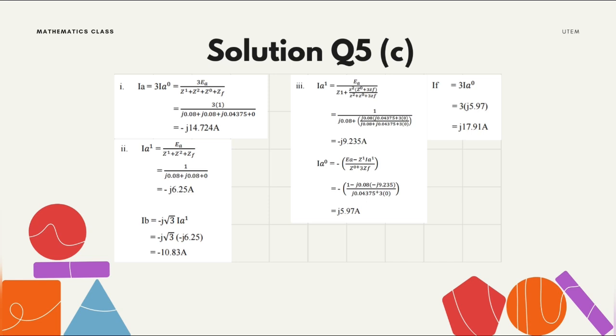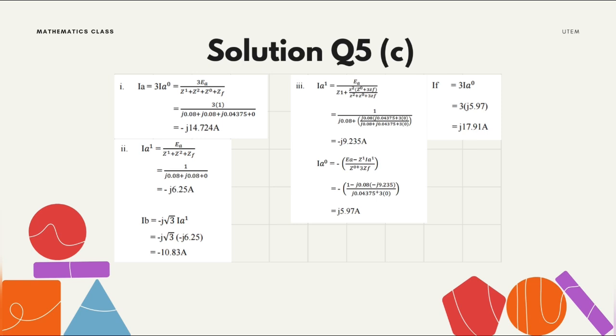For the third question, a bolted double line to ground fault at bus 2, we need to find IA1, which equals EA divided by Z1 plus Z2 parallel with Z0 plus 3ZF. It is also bolted, so ZF is assumed to be 0. So the answer is minus j9.235 ampere.